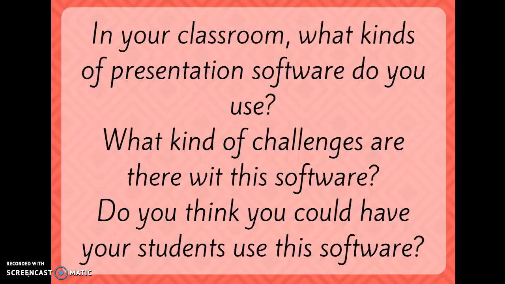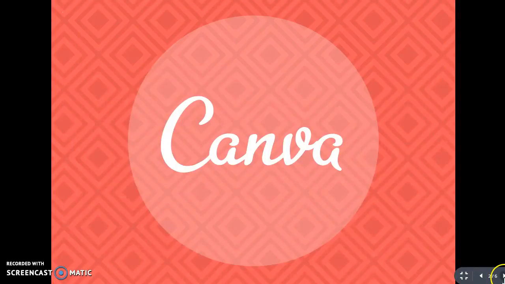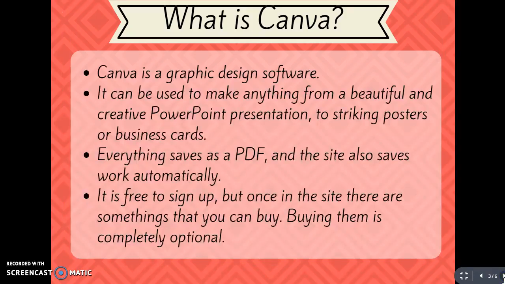So today I'm hoping to add a new software to that list, and that software is going to be called Canva. And Canva is a graphic design software. It can be used to make anything from beautiful PowerPoint presentations to striking posters or business cards. It can be used to make other things other than that, and we'll go over that later. Everything saves as a PDF on the site, and it also saves automatically.